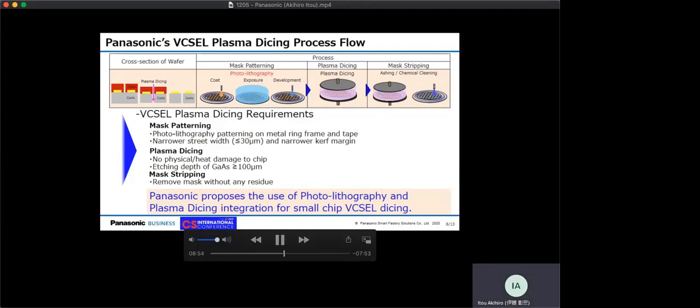Mask patterning with narrow street widths and curve margins on wafers mounted on a ring frame is required in order to achieve this process flow. Greater than 100 micrometer depth etching without physical and heat damage on the whole wafer is needed for the plasma dicing treatment. Ashing or chemical wet cleaning are carried out for the mask stripping treatment.